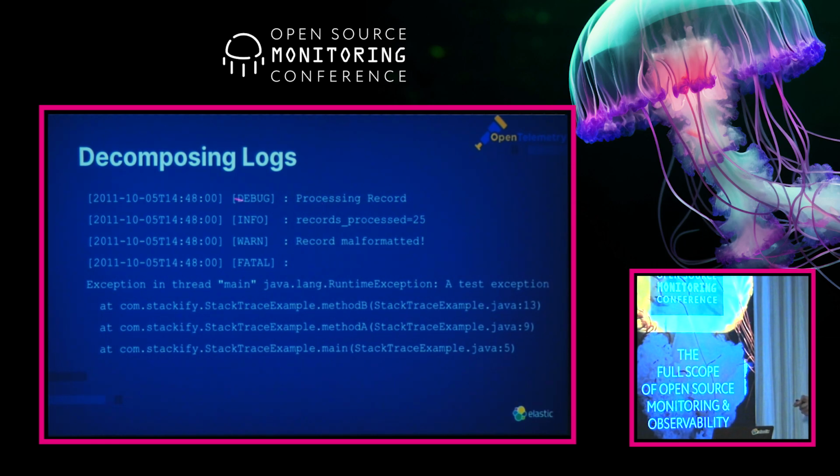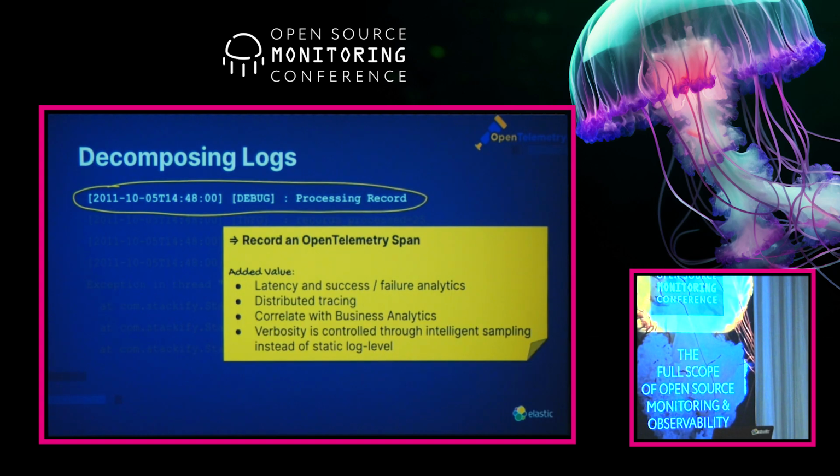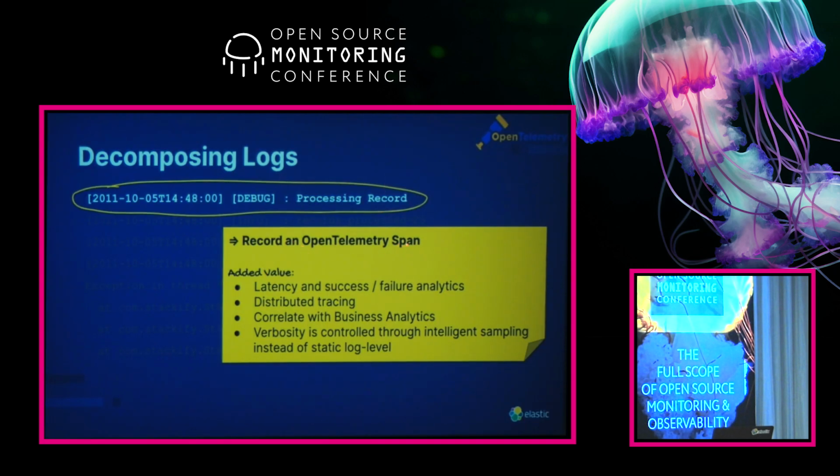So let's say this is what we have in logging. We have our timestamps, and the log levels, and then some log statement, and then maybe a nice Java stack trace, and we want to break that down and see how that fits into the OpenTelemetry standard. What we have here is an OpenTelemetry span, and it knows the latency, it knows if that span failed or succeeded. It can correlate that with business analytics, and you could sample that as well. So this thing here is one span, one unit of work.